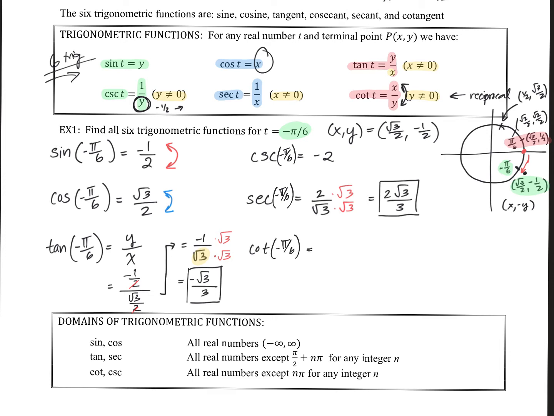All right, so cotangent, that is going to be the reciprocal of this. Now, we could use a little different version here. We could either take the reciprocal of tangent, or maybe I'll use the formula this time. So I'm doing a different method than I did with these two. So this time I'm going to follow the directions up here, which is x over y. Now, x is root 3 over 2, and y is negative half. I'll go ahead and cancel the 2's, and we have negative root 3.